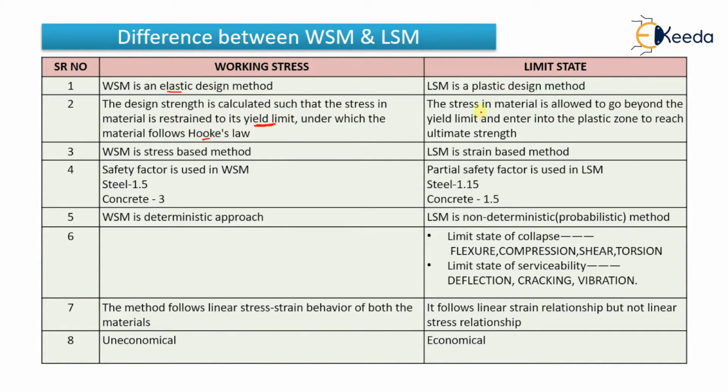But in case of limit state, the stress in the material is allowed to go beyond the yield limit. I'll draw a diagram here. Let us consider that this is the graph. Up to this point there is the yield limit. After that there is a graph like this. So in limit state method of design, the material is allowed to go beyond the yield limit, and that means it will go into the plastic zone. So that is the limit state method of design.